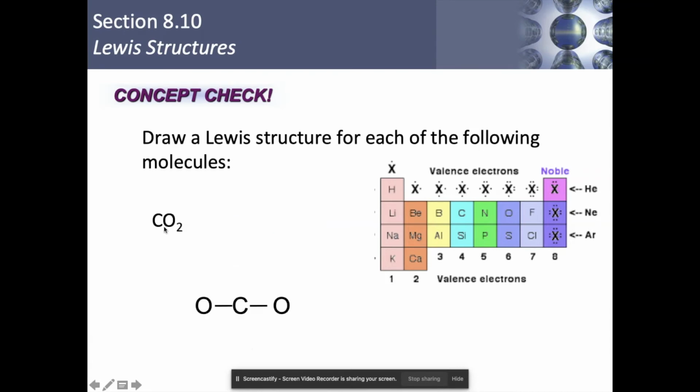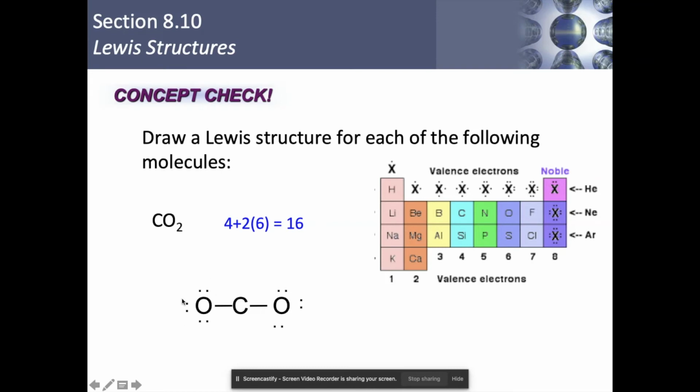What about the next one? So again, I have CO2. Again, I have my carbon, I have my oxygen, and there are 2 of them, so when I add that all together, that's 16 valence electrons. I currently have 4. Let's start. So I have 4, so I have now 6, 8, 10, 12, 14, 16.